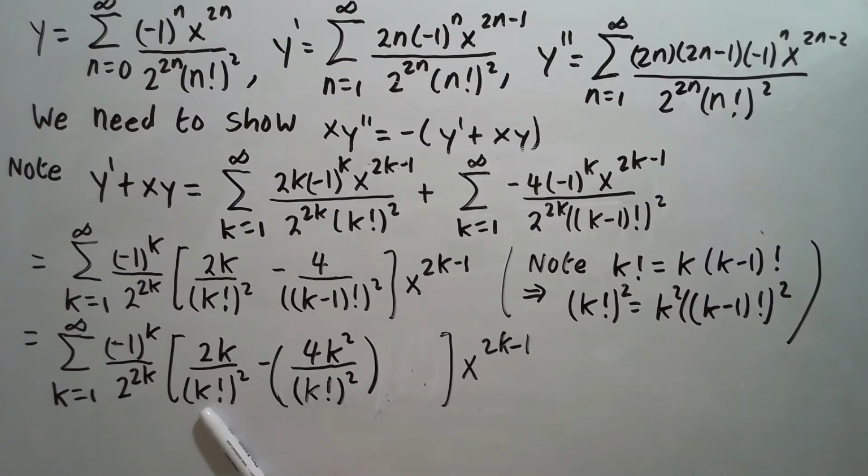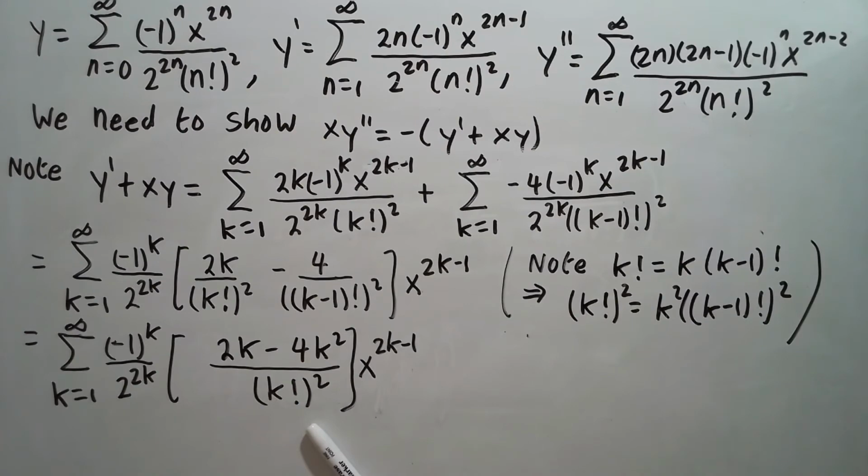Now they both have the k factorial squared here, so we can write them as a single fraction. So doing that we get then, let me just change it here again. So we get this then. Okay, and now on top here we have a 2k minus 4k squared. Let's factor out a 2k.